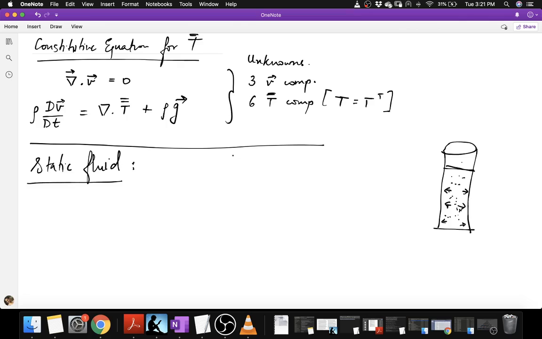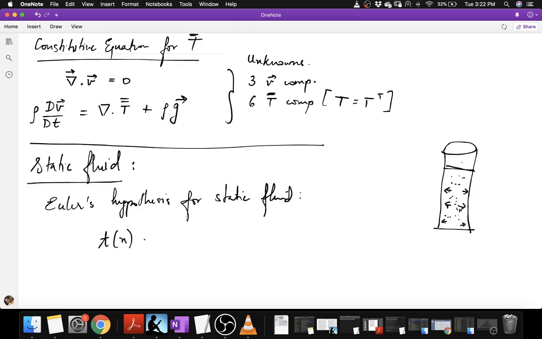In other words, what he postulated was Euler's, let's say, hypothesis for a static fluid was that the stress vector T of n, that is, let's draw a surface. Imagine you have a material volume within a fluid. Everything is static.